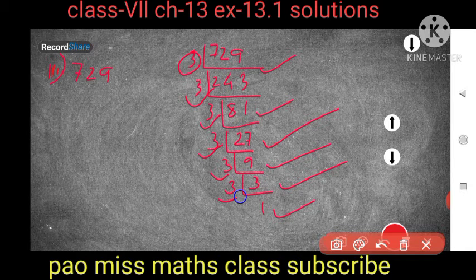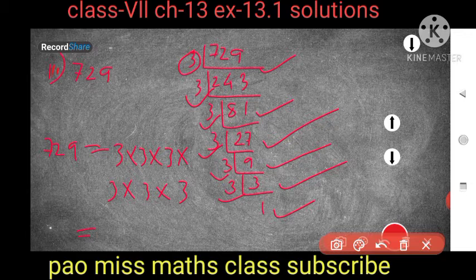So what will you write? 729 is equal to 3 into 3 into 3 into 3 into 3 into 3. How many times? 6 times. That means we can write 3 to the power 6. Now what is the exponent? The exponent is 6 and the base is 3. So our answer for question number 3 is 3 to the power 6. Okay, in this way we have to solve.